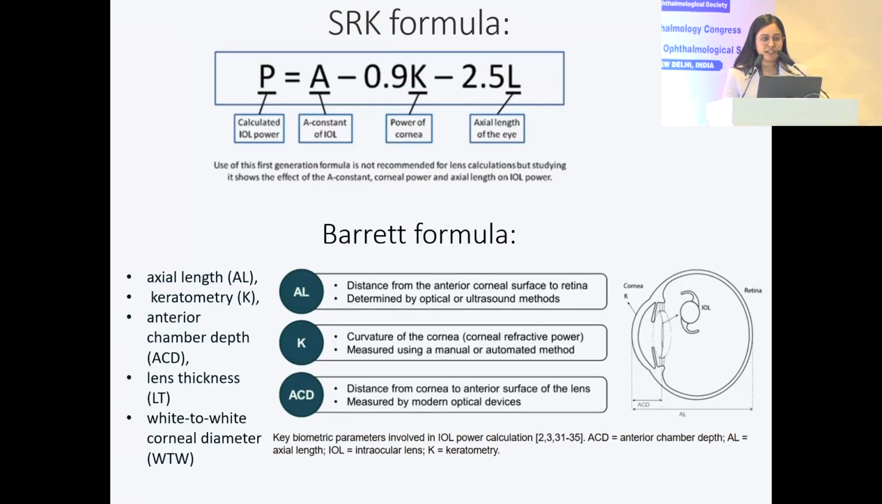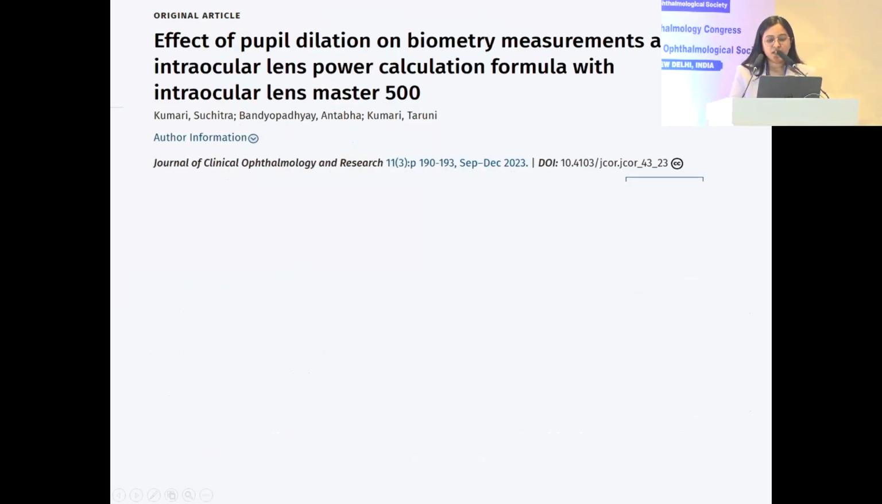As we all know, the SRK/T formula considers the A constant of the IOL, power of the cornea and axial length of the eye, whereas the Barrett formula also includes anterior chamber depth, lens thickness and white-to-white corneal diameter in addition to axial length and keratometry.